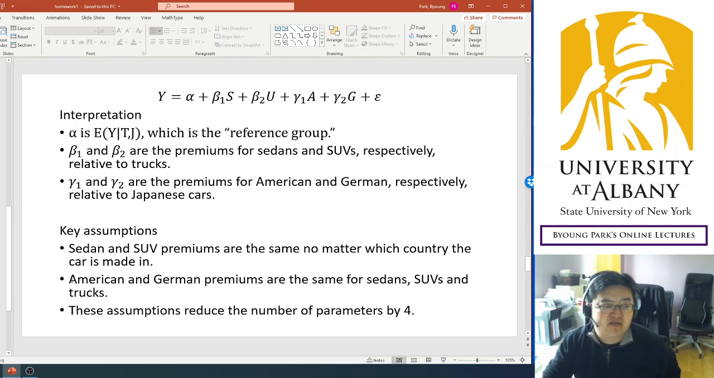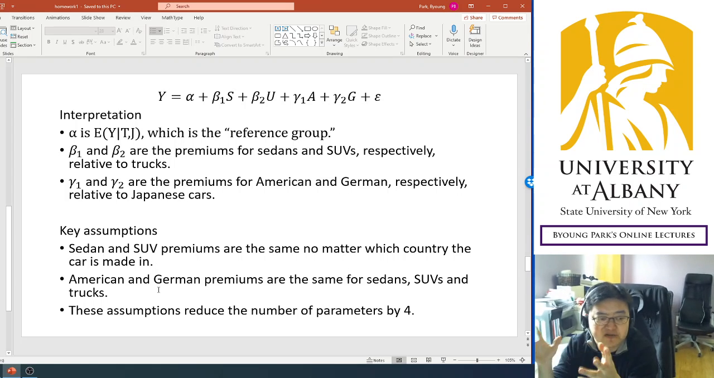You may understand the premiums from a different angle. We are calculating the American premium and German premium. But in a more general model, the American premium could be different for trucks, SUVs, and sedans. Then you have to have 3 American premiums, and also there can be 3 German premiums for different types of cars. So there had to be 6, but we assume only 2 parameters can explain all of them.